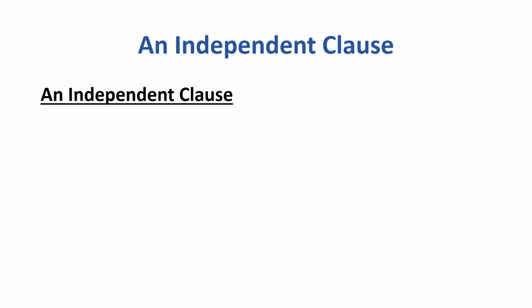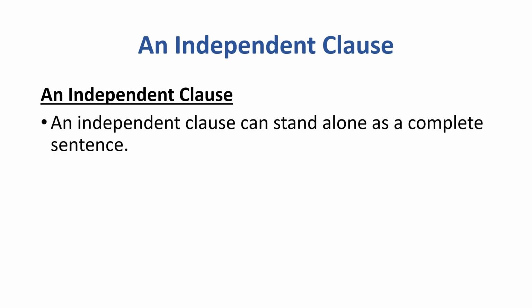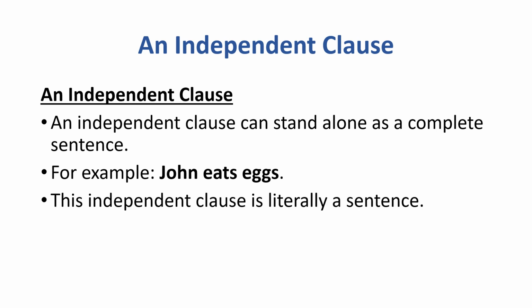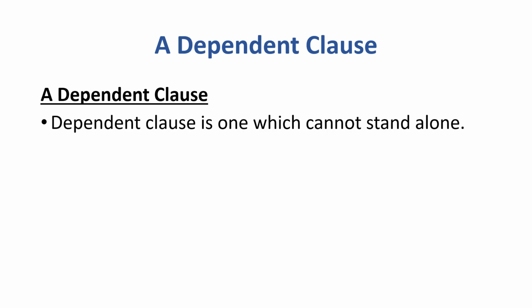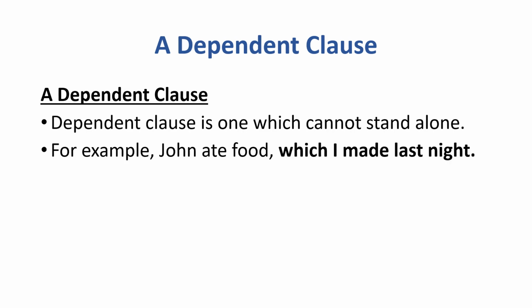Although you've got a complete understanding of the independent clause, there are a couple of things you need to revise. First of all, an independent clause can stand alone as a complete sentence. For example, John eats eggs, and this independent clause is literally a sentence because it can stand alone. And then there's the dependent clause. A dependent clause is one which cannot stand alone. For example, John ate food which I made last night. In this sentence, which I made last night cannot stand alone, therefore it is a dependent clause.